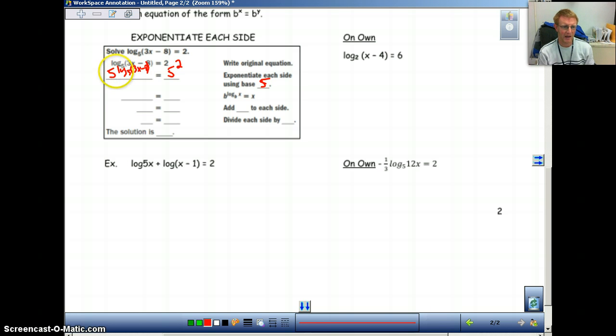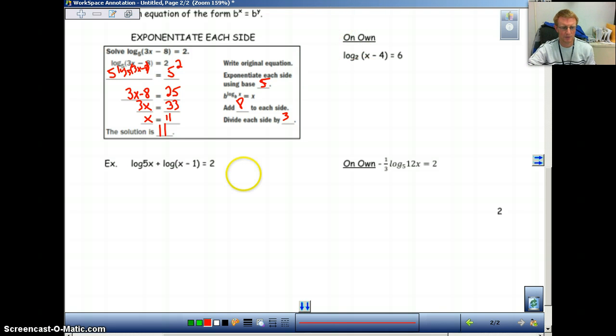On the left, the 5 and the log base 5 will cancel out, so all we're left with is 3x minus 8. On the right, we have 5 squared, which is 25. Add 8 to both sides, so we have 3x equals 33. Divide both sides by 3, we get x equals 11, so the solution is 11. Okay, so we added 8 and divided each side by 3. Hopefully that makes sense.